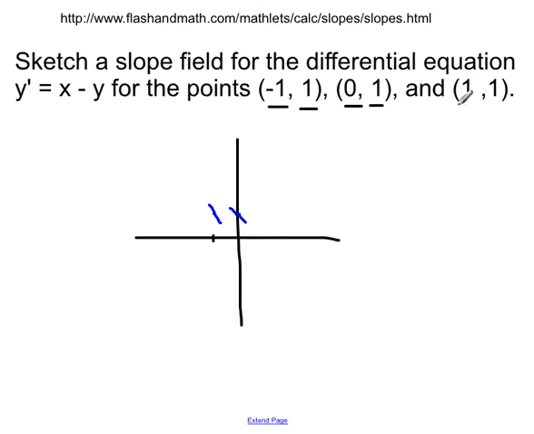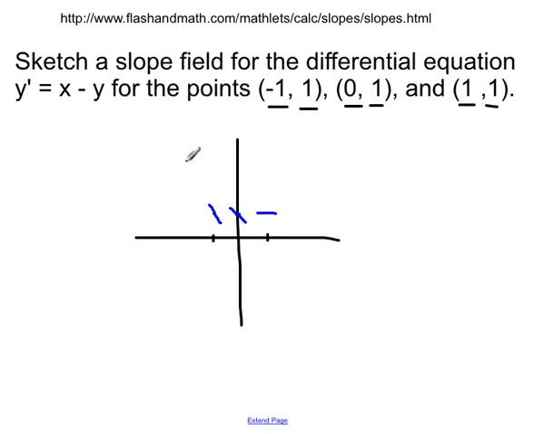And again, the last one, x is 1, y is 1, so at the point 1, comma 1, if I plug that in, 1 minus 1, that's 0. So at that point, my slope is 0. And so if we start reading from left to right, we start to get a picture of the general shape of the curve. It's steep over here, it's less steep, and then it bottoms out at 0. We only did 3 points though.